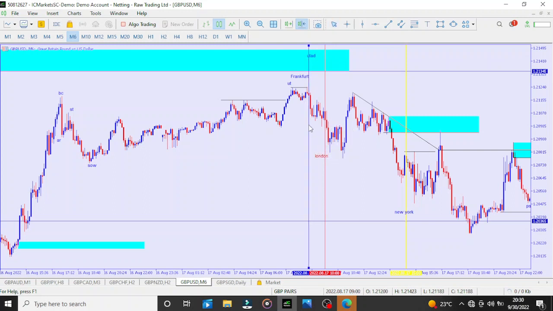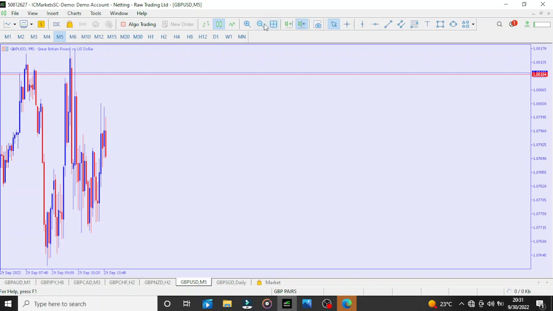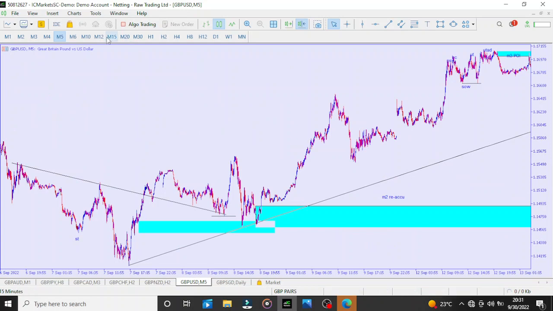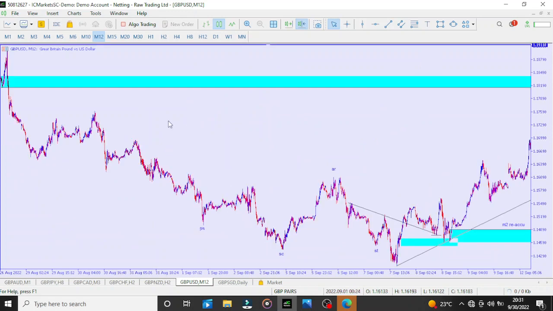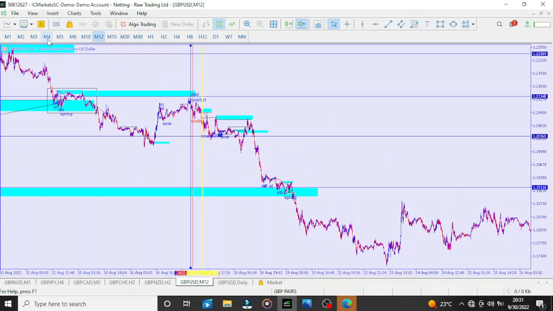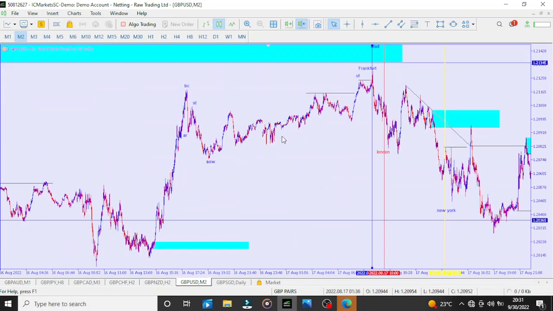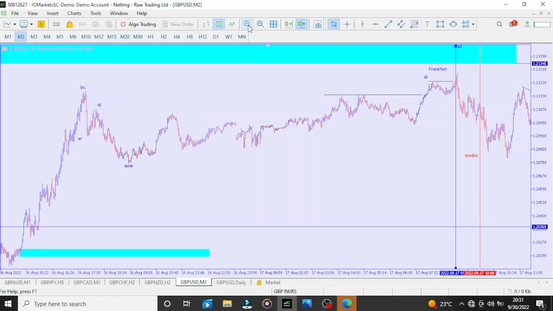And at 8 o'clock UK time, London opened, which created this. Let me go to that time. If I had TradingView, I would have used playback. That tool is very, very effective. But as for now, we are not affording.